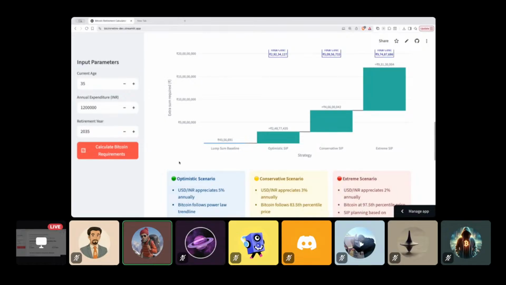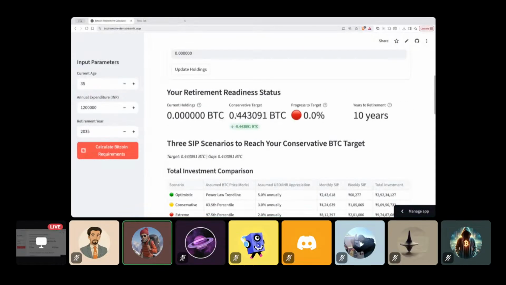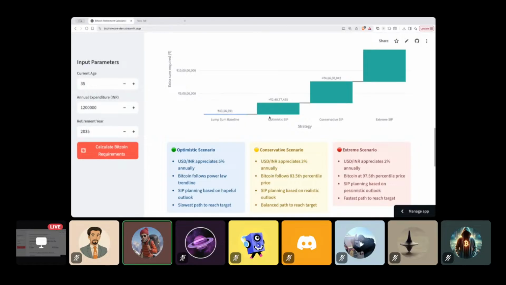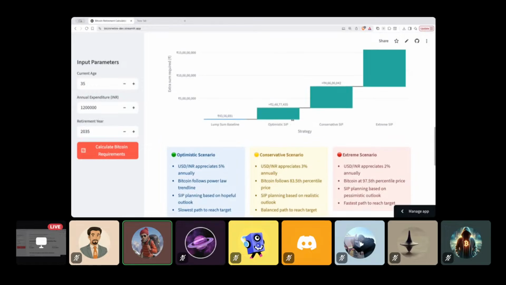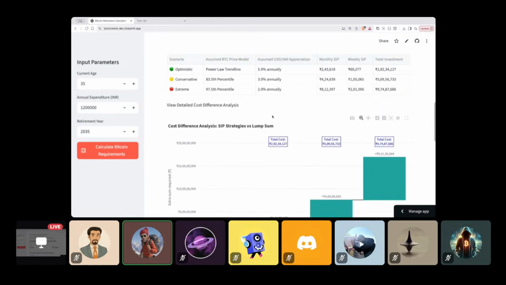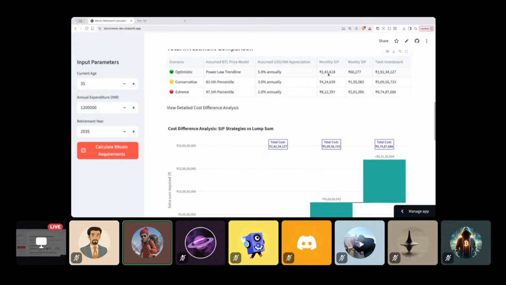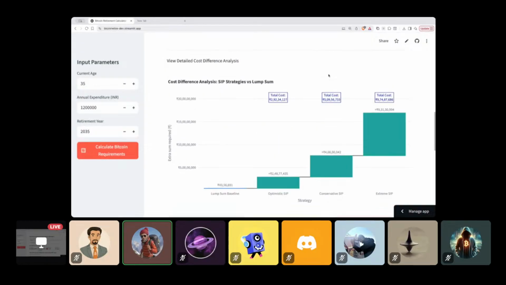And here I have provided a waterfall plot. So this point 4 BTC, if you are doing it lump sum, you can just spend 43 lakhs and buy this. Then you are well set for your retirement. But if you don't have this lump sum and you plan to do some kind of an SIP, and you want to use the optimistic case, then this is the kind of monthly SIP you are looking at. Close to 2 lakh 50,000 is the monthly SIP that you are looking at.